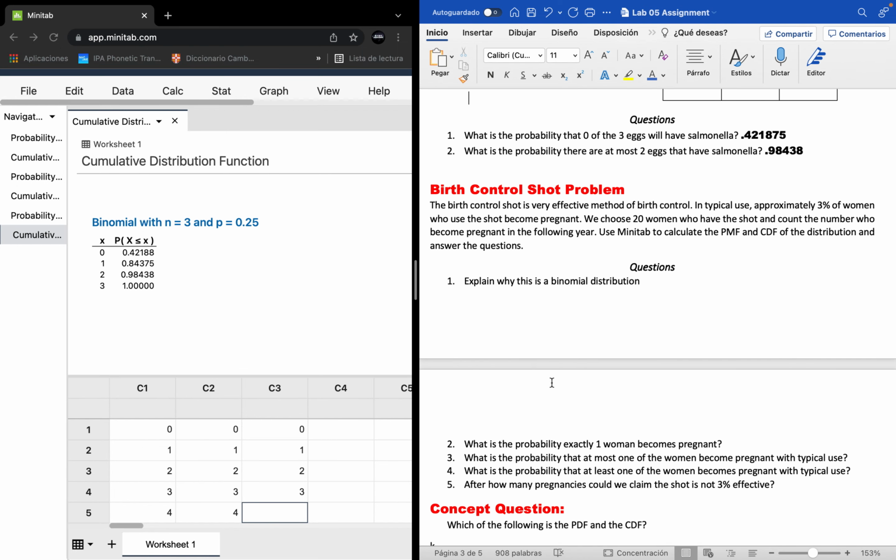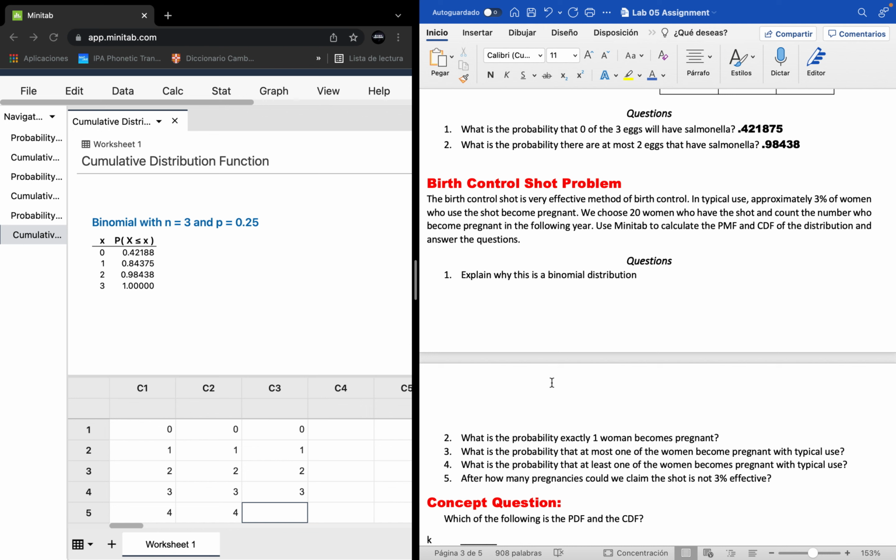Now, birth control shot problem. The birth control shot is a very effective method of birth control. In typical use, approximately 3% of women who use the shot become pregnant. Suppose we choose 20 women who have the shot and count the number who become pregnant in the following year. Use Minitab to calculate the PMF and CDF of the distribution and answer the question.